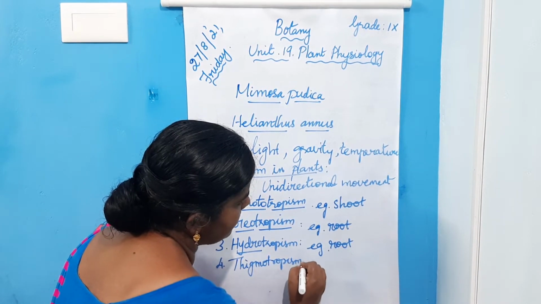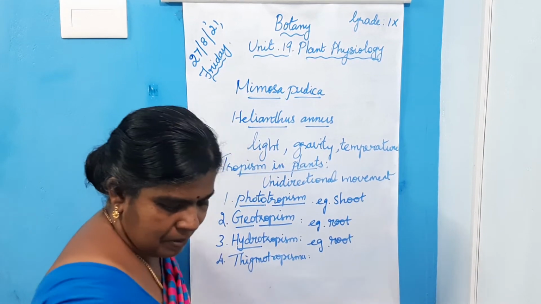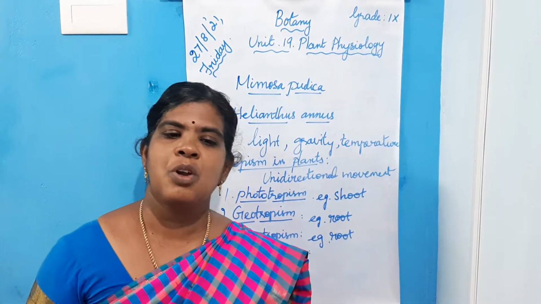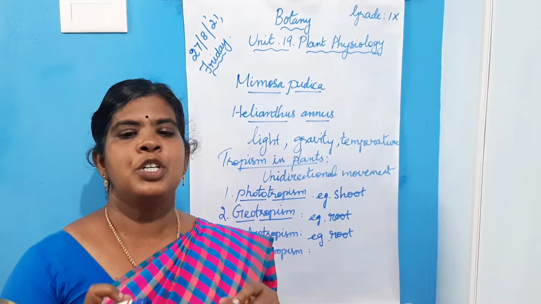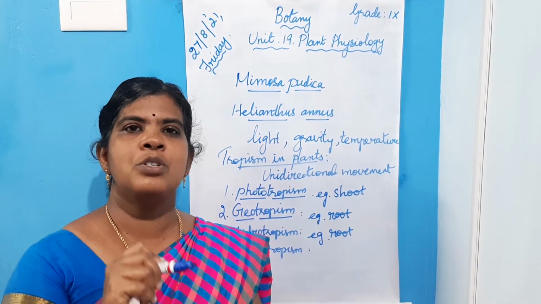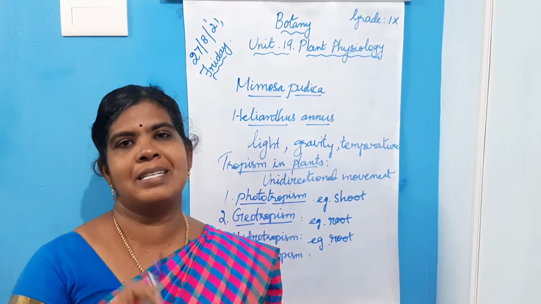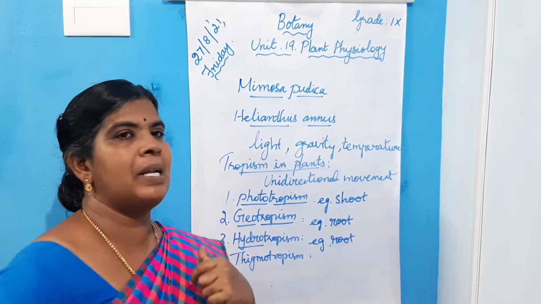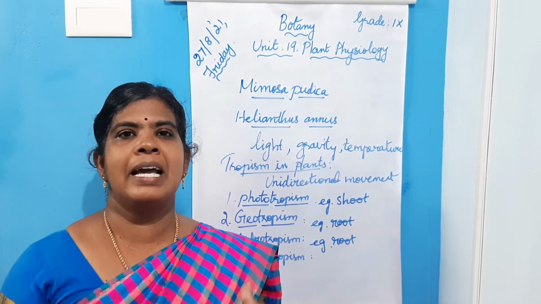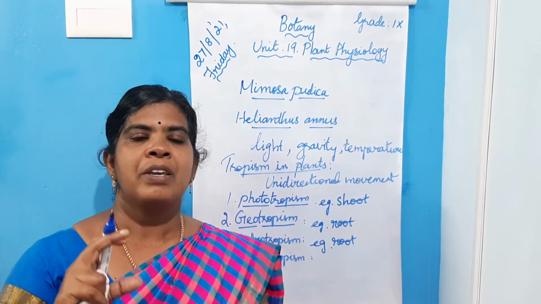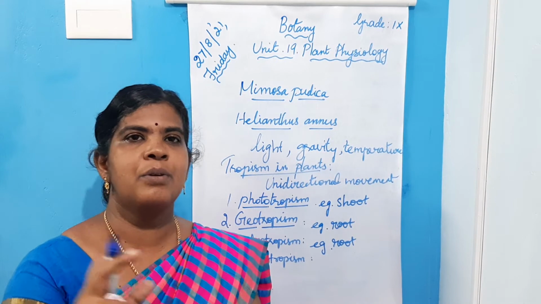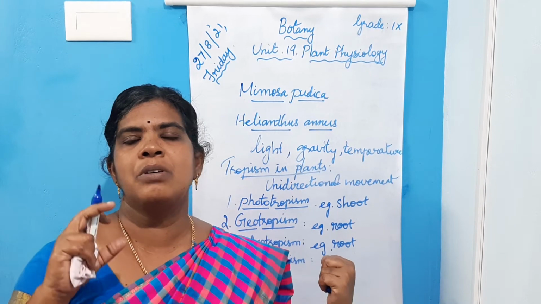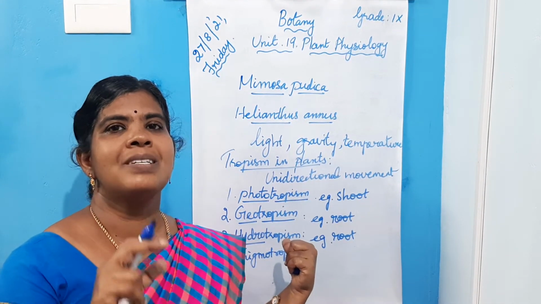Stigmotropism. Stigmo means touch. Tropism means movement. Movement due to or movement towards touch stimuli, that is stigmotropism. You all know certain weak stemmed plants cannot stand in an erect position. So, if we give a support, it will climb around the support. That is stigmotropism, movement due to touch stimuli.